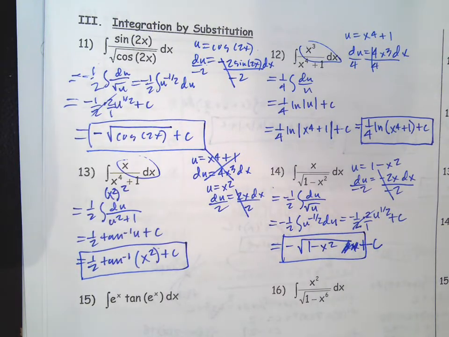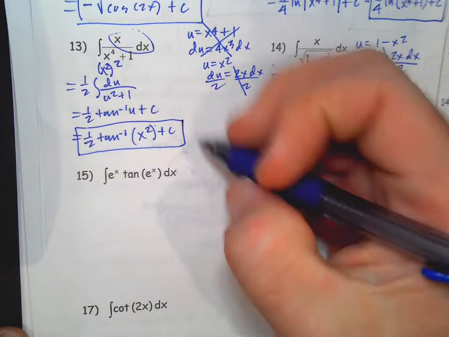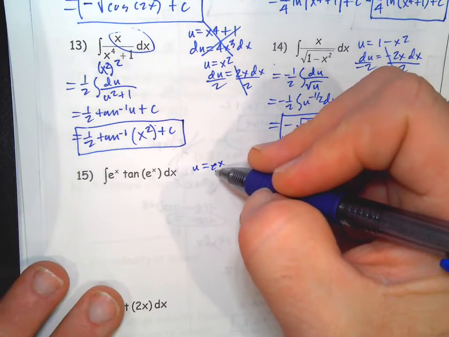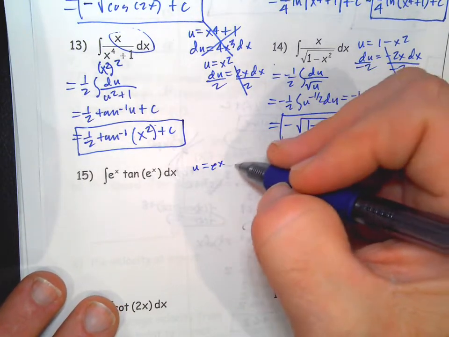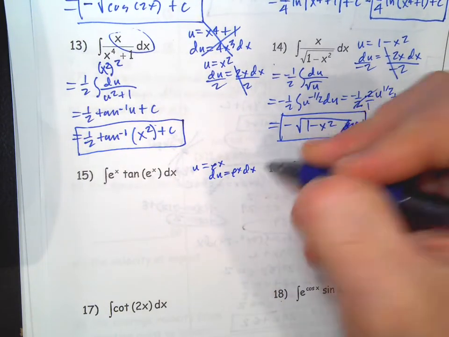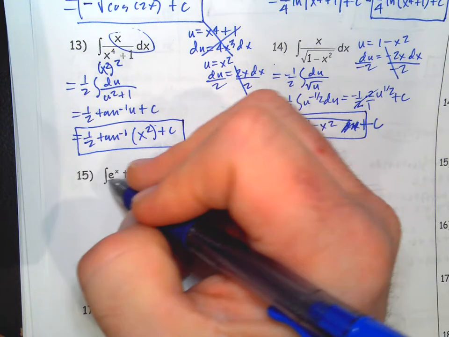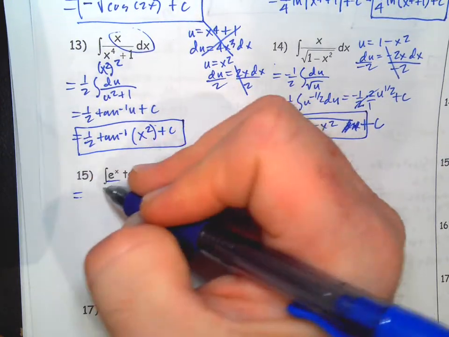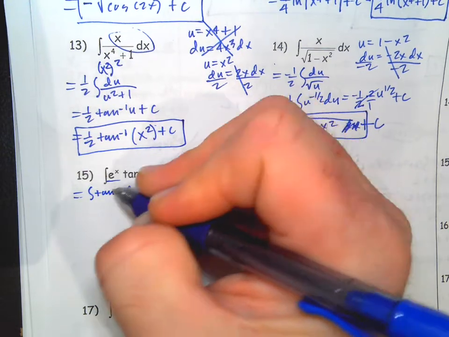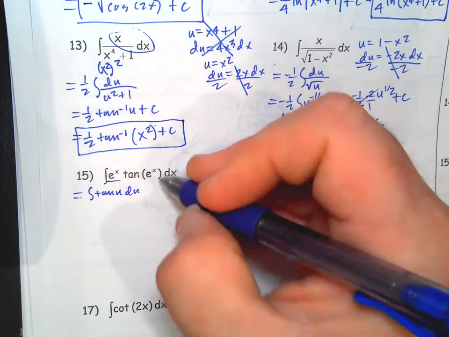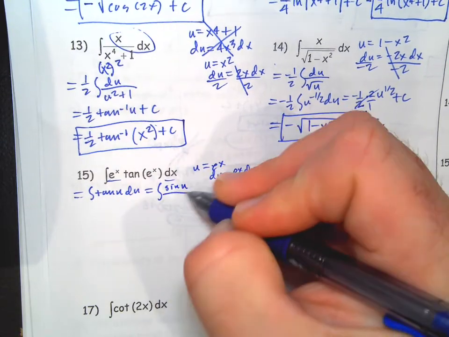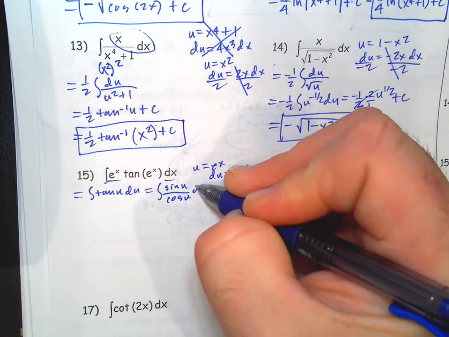Okay, next one. u should probably be e to the x. Ooh, this one's going to get interesting, but we'll try it. du equals e to the x dx, which looks really good. It looks very promising. So we get integral of tangent u du, but the problem is we don't know the integral of tangent. So now we'd have to change it to sine u over cosine u du.